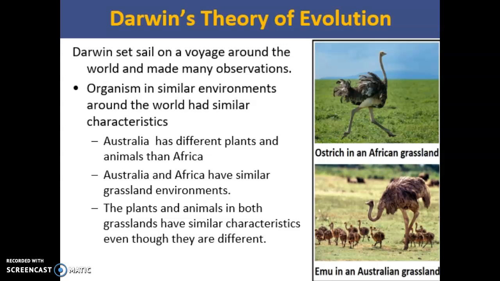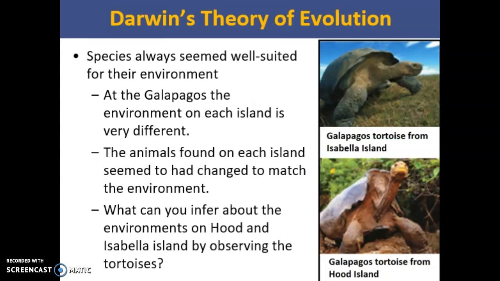The second observation that Darwin made on his trip around the world was that organisms always seem well suited for their environment. One of his famous stops was the Galapagos Islands, right? This small little island chain. But what's unique about the Galapagos is that even though all these islands are very close together, each island has a pretty different and distinct environment. However, the animals that you found in these environments always seem to match their habitat.